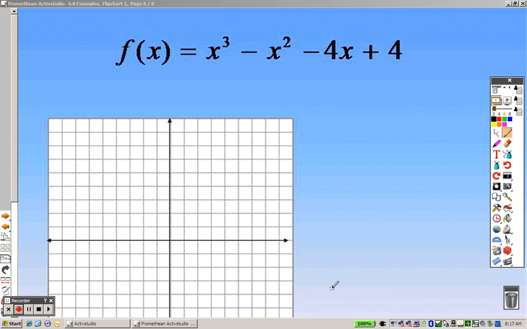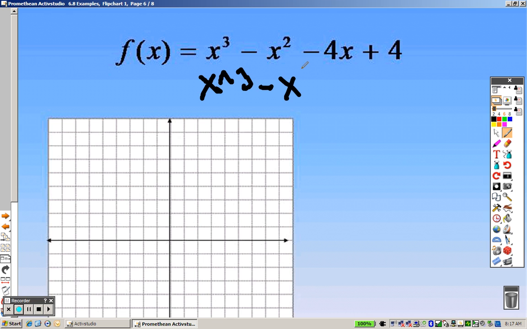Okay, so let's try to graph this again. Let's see what you remember. When we're doing this, remember, this is what it should look like when you go to graph it. X cubed minus x squared. Remember, there's an actual squared key. Minus 4x plus 4.